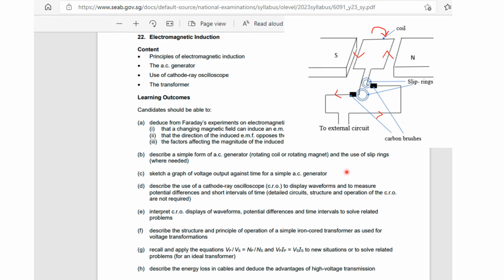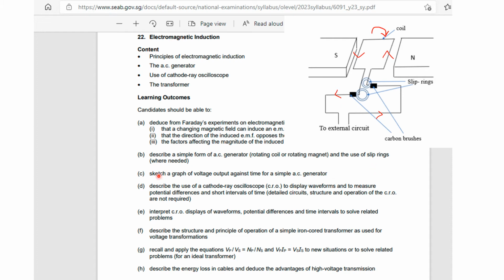So you also need to know the slip rings and their purpose. I've also written down the purpose of the slip ring in my blog post on the list of definitions for O-level physics. So do check that out.